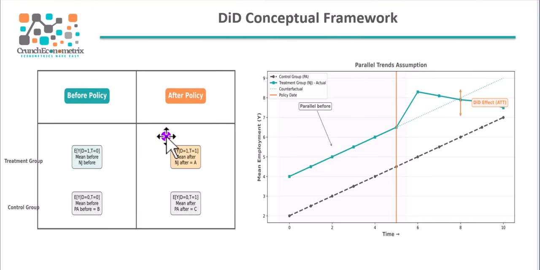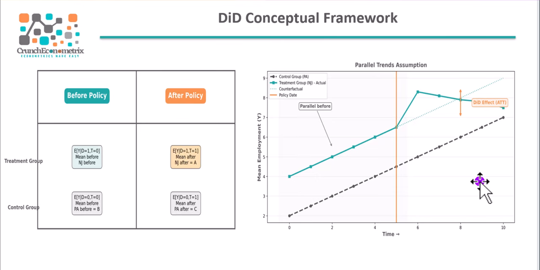So in this quadrant, you can see the treatment group, which is New Jersey before the policy, and you can see the control group, which is Pennsylvania before the policy. Now, on the upper right of the quadrant, we have the treatment group New Jersey after the policy, and below, on the lower right, we're going to see the control group after the policy.